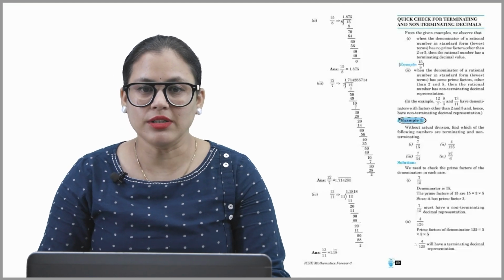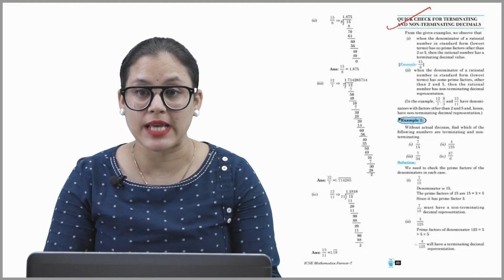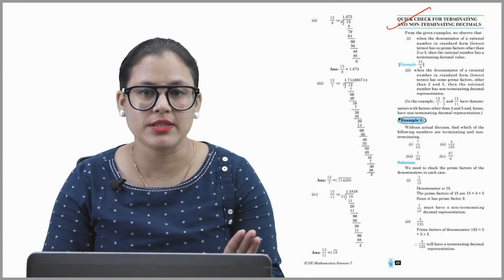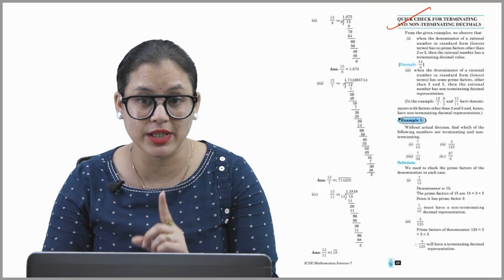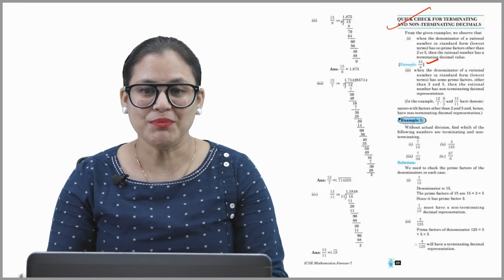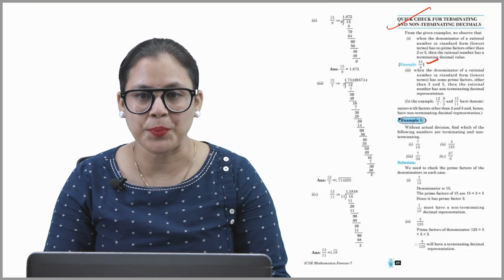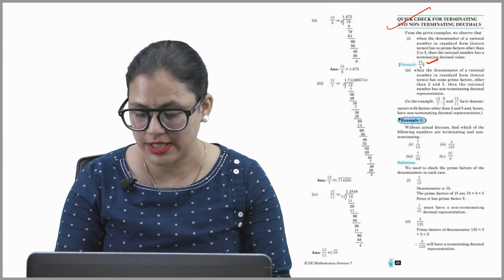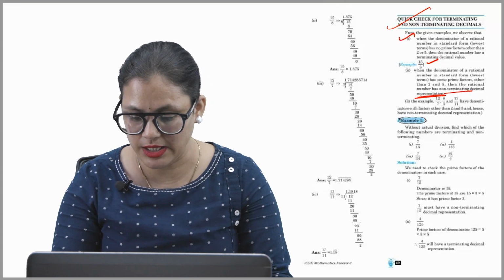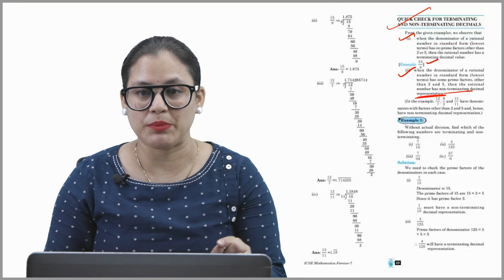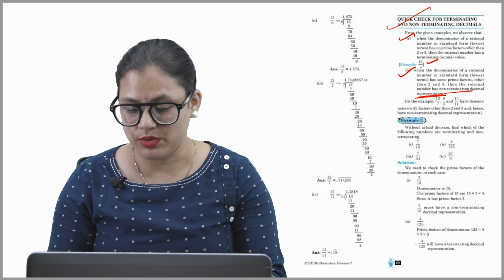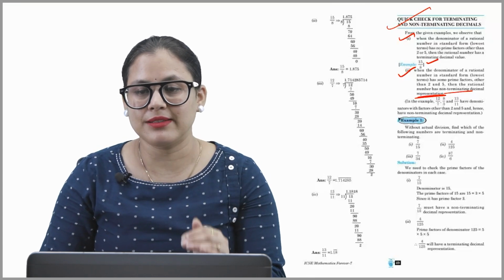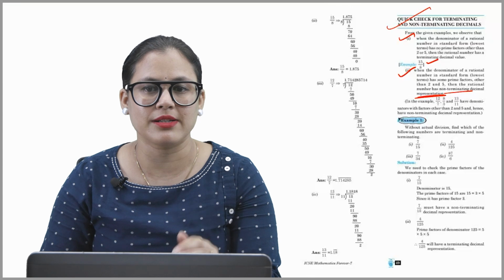Quick check for terminating and non-terminating decimals. From the given examples, we observe that when the denominator of a rational number in standard form, lowest terms, has no prime factors other than 2 or 5, then the rational number has a terminating decimal value. Example, 15 by 8. Number 2, when the denominator of a rational number in standard form has some prime factors other than 2 and 5, then the rational number has a non-terminating decimal representation. Keep this in mind. Okay, for example, 12 by 7, 8 by 3 and 13 by 11. All these are prime numbers in the denominators. Okay, so they have denominators with factors other than 2 and 5 and hence have a non-terminating decimal representation.